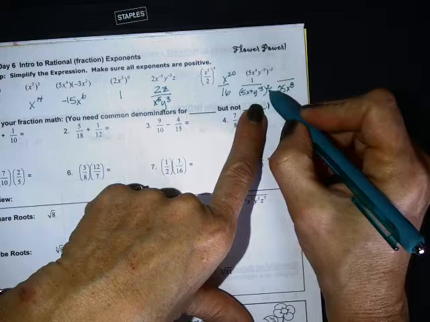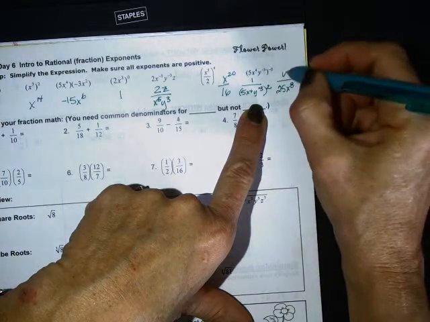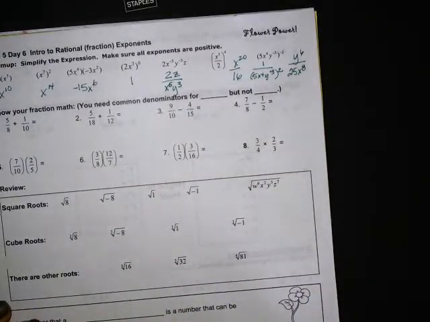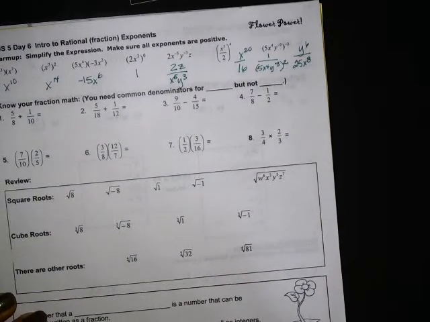And y to the negative 6 means it's going to go up to the top. You're going to have y to the 6th on top. Alright, so a quick review of those. Now, know your fraction math.